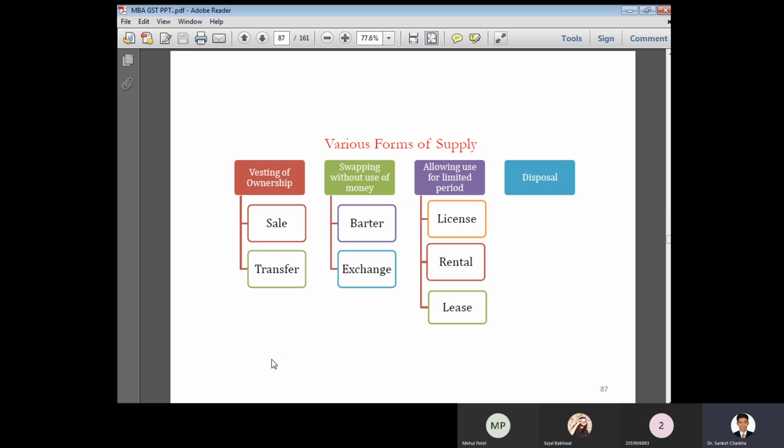Now, various forms of supply. What are the various forms in which supply can be identified and defined under the purview of the Goods and Service Tax Act of 2016?